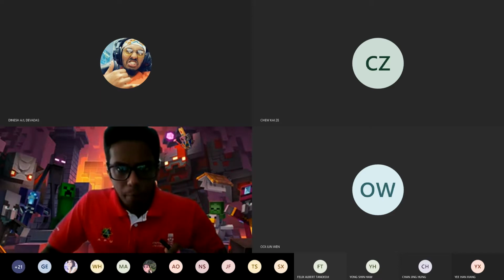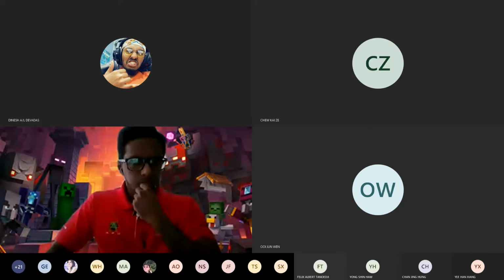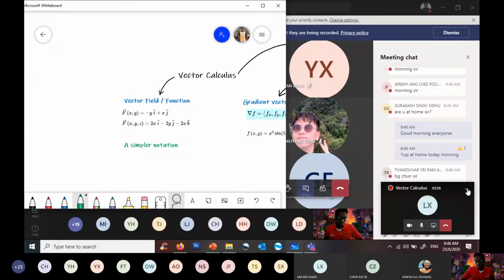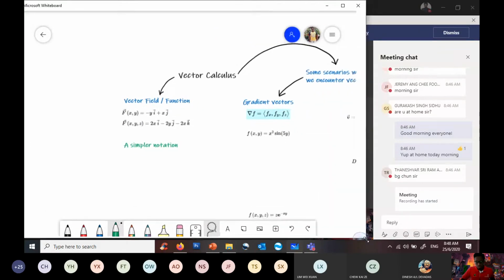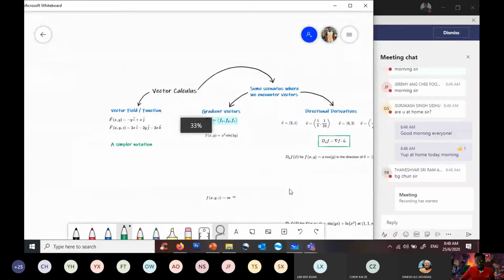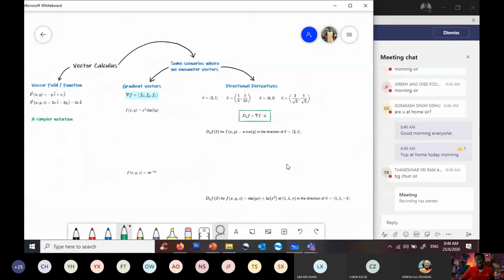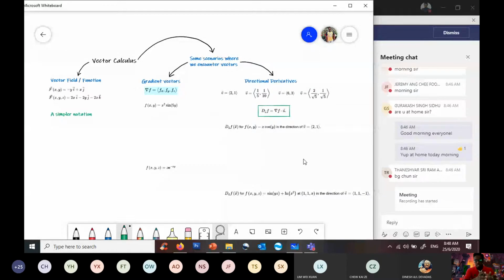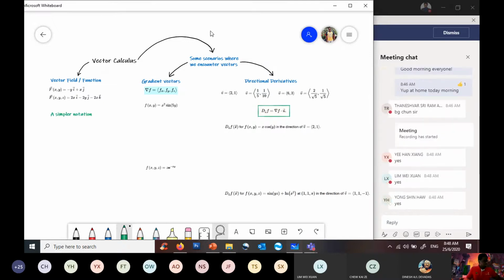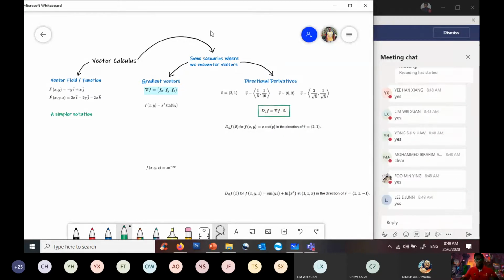Let me share my screen. Okay, just let me know in the chat. Can you guys see the whiteboard clearly? Any problem? Just a yes or no. Guys, anyone? Just anyone, please. Just want to make sure that it's clear. Okay, clear.